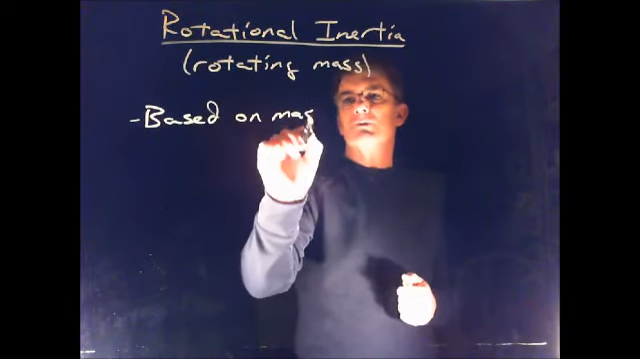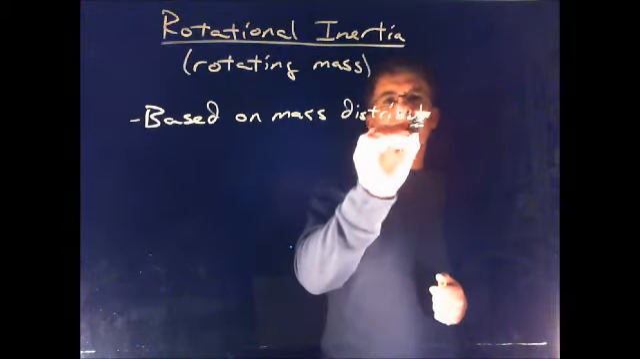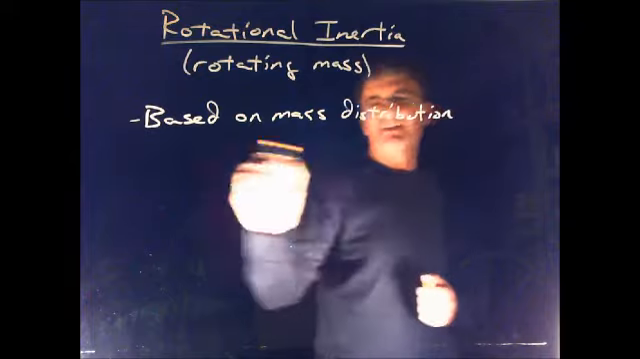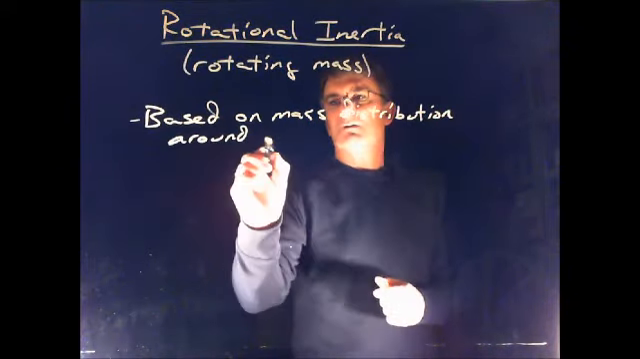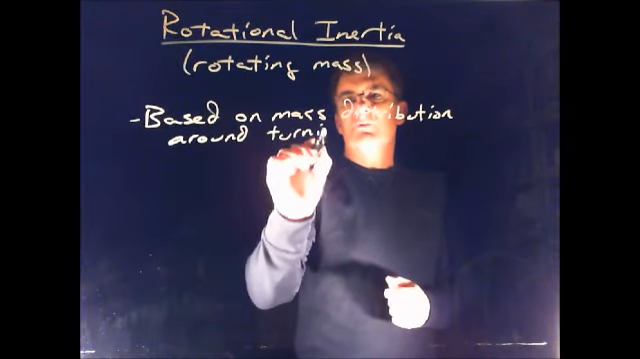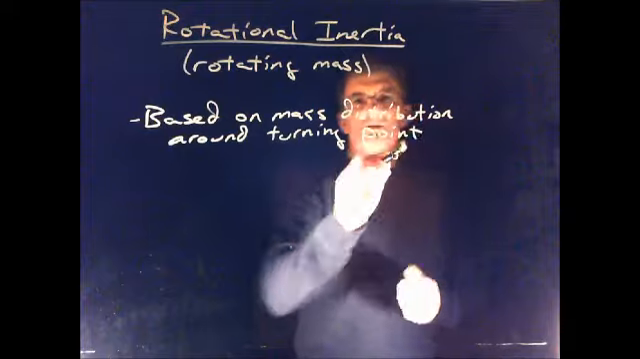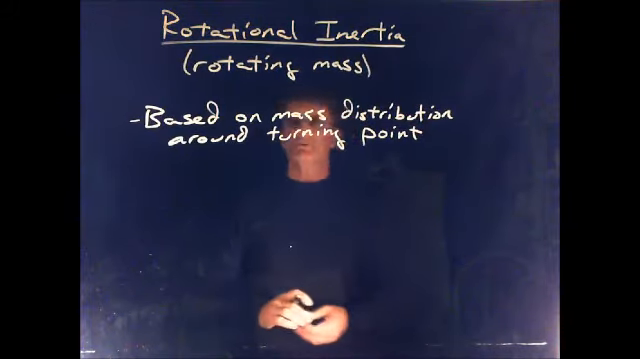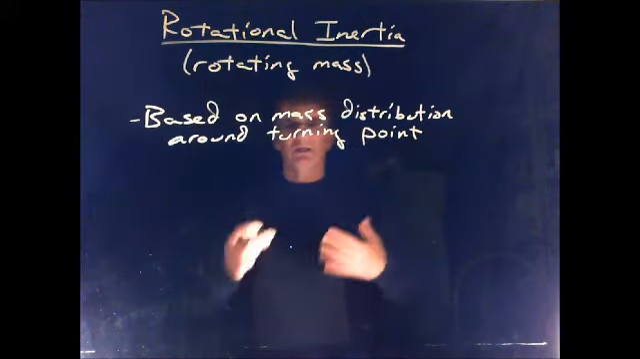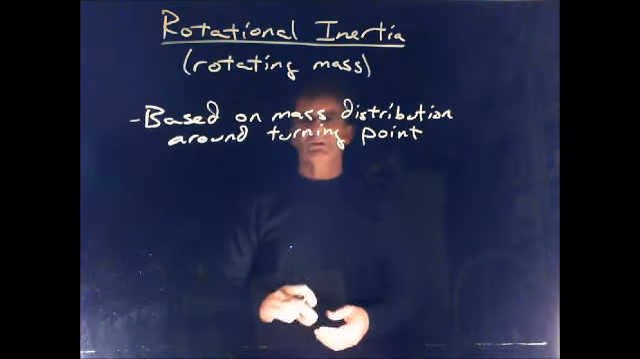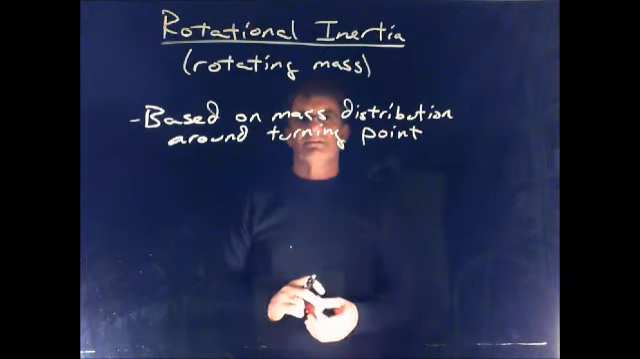Rotational inertia is based on mass distribution around the turning point. That's a pretty fancy way of saying where's all the weight. The further away it is, the harder it is to turn. The closer it is, the easier it is to turn. That's rotational inertia. There is a calculation for it. It's not on the formula sheet. I don't like having the kids do it because, quite honestly, it's not as easy as they think it is.